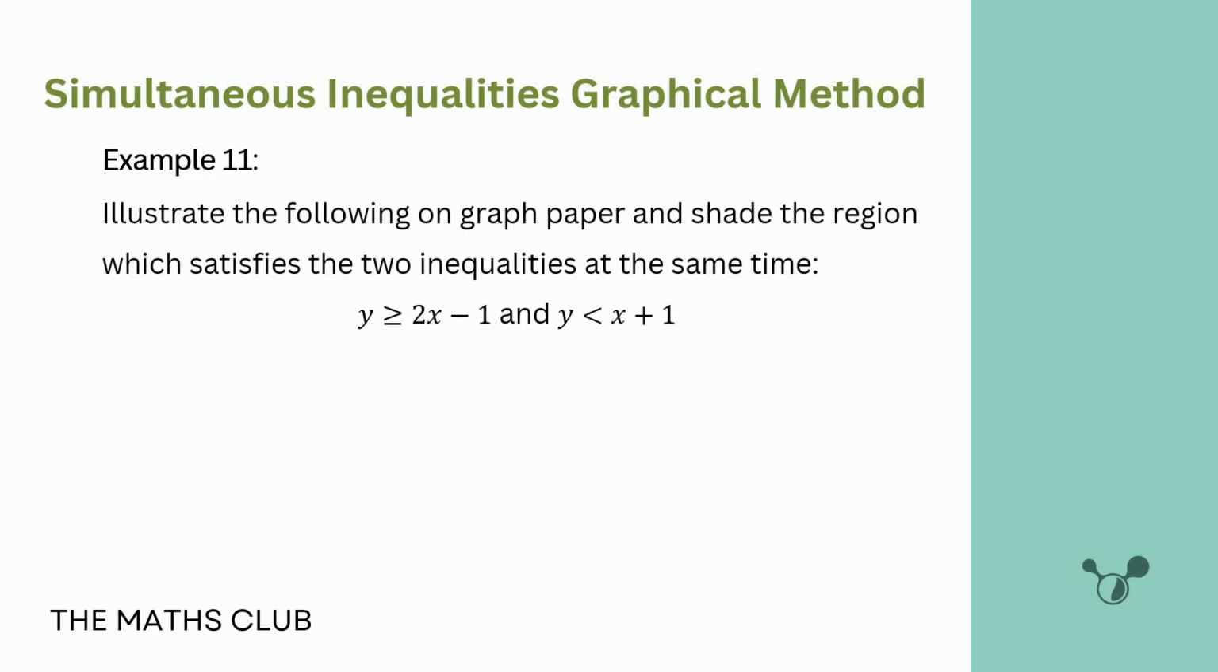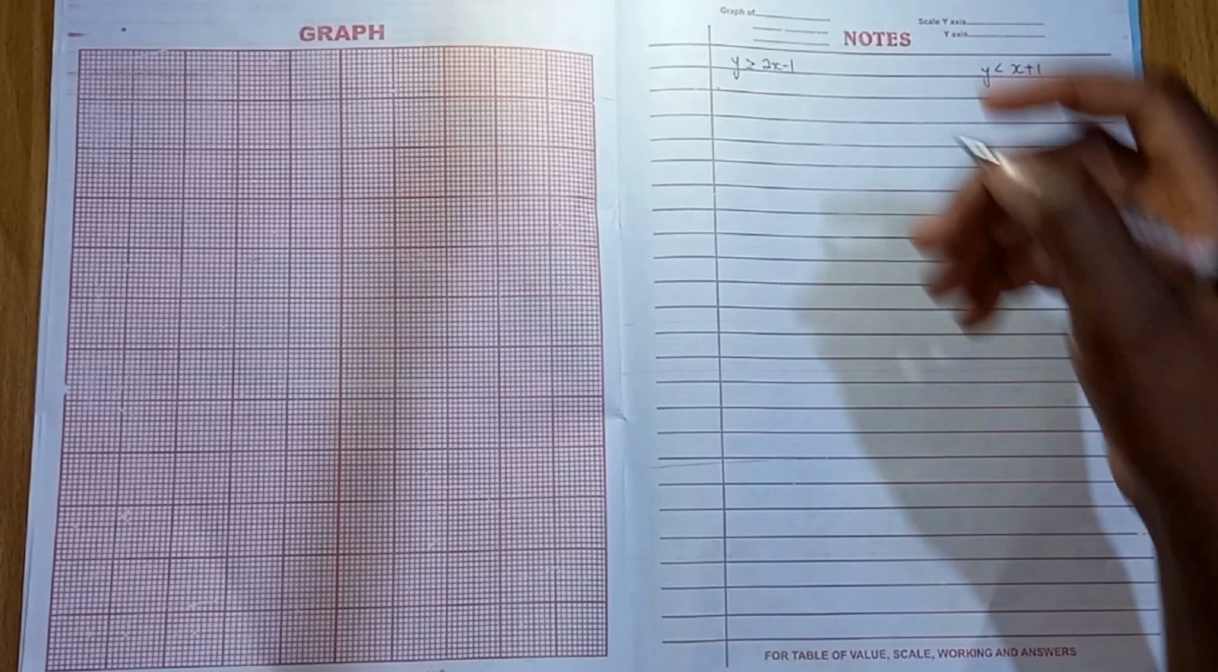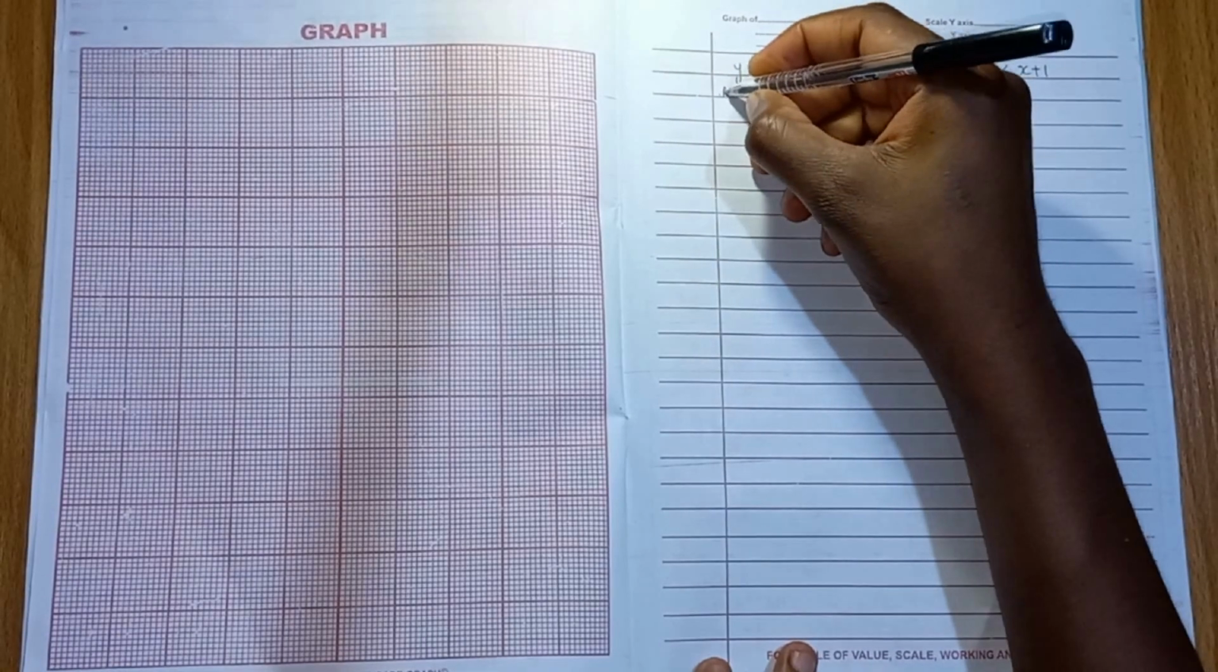Example 11 now states that we should illustrate the following on the graph paper and shade the region which satisfies the two inequalities at the same time. y is greater than or equal to 2x minus 1 and y is less than x plus 1. Let's solve it together. So for this, we have to find what happens at the boundary.